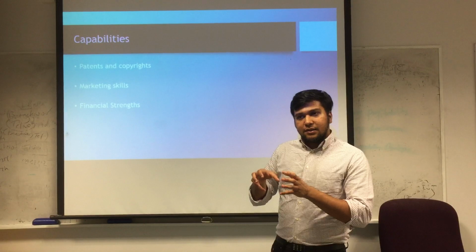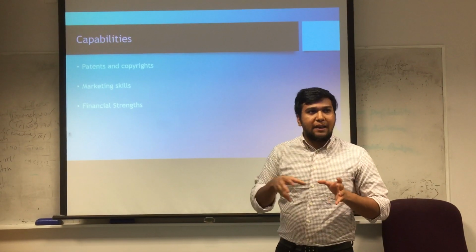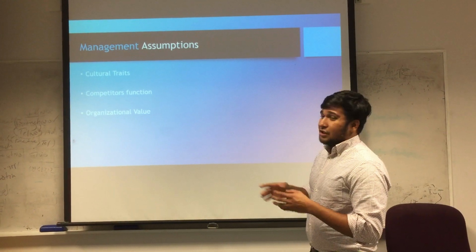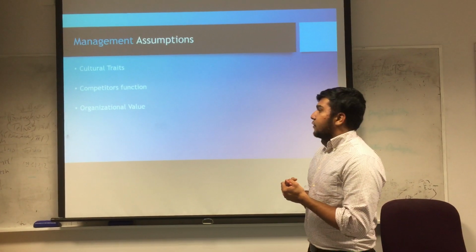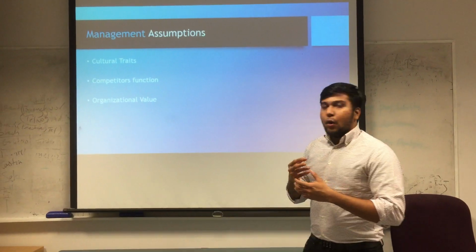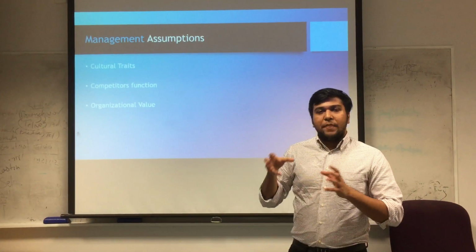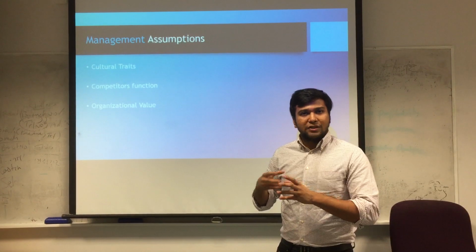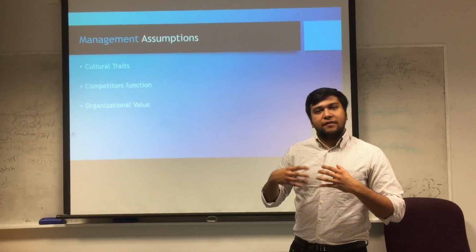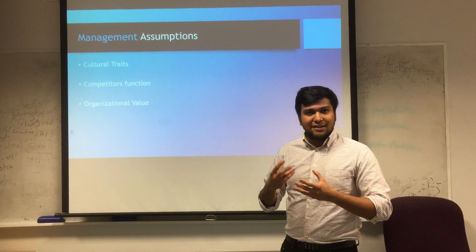And in four-corner analysis, we also look at what a business can do. Moving on would be the fourth dimension of four-corner analysis, which is management assumptions. It basically deals with the competitors, like what they're doing, how they're achieving their goals, how they're getting success, and then thinking about their own organizational value as well. Every company has a principle, has a motto.